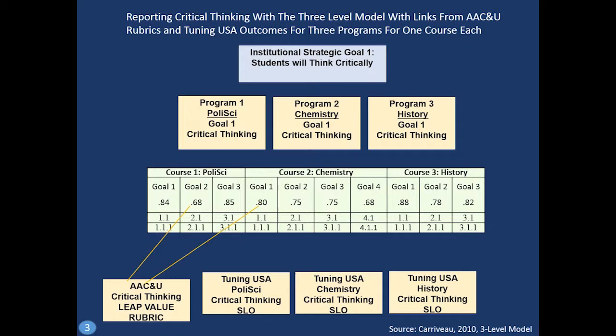Now, before we didn't have 3 different courses. We had 3 different programs. Here we do. Same idea. And again, we map in from the sources. And this time, we're mapping in something from political science, something from chemistry, and something from history, because we have those 3 courses now that are going to contribute to the programs. And because they're all addressing critical thinking from the outcomes from Tuning or the rubric from AAC&U, those will map up to the program.